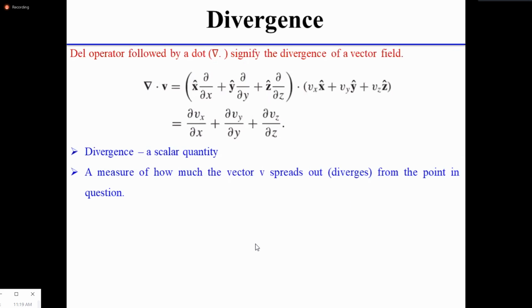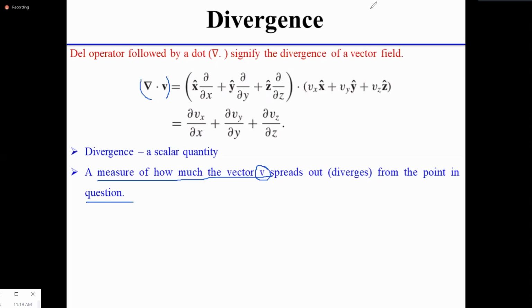Okay, so if you want to understand the geometrical meaning, this del dot B, as its name suggests, is a measure of how much a vector B spreads out from a point in question. So you will define this del dot B at a certain point, and the measure of spreading out of that function B will give you the divergence.